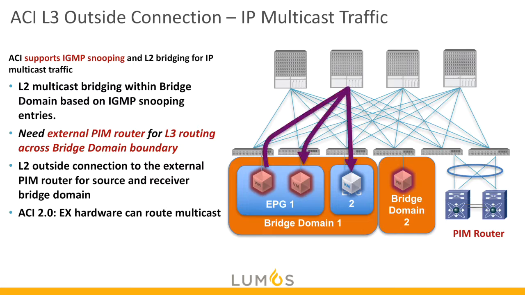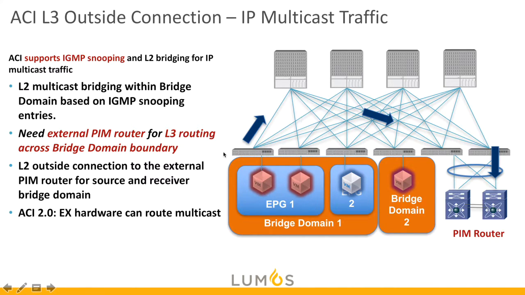So let's say traffic was leaving EPG 1 and was destined for these two VMs in two different EPGs. This is all in the same bridge domain. So you'll note that the traffic gets forwarded to the leaf, from the leaf to the spine. The spine will then forward it to the leaves. So the replication happens at the spine rather than happening at the leaves. If we're going to need to route multicast, we're going to need to send it to an external PIM router.